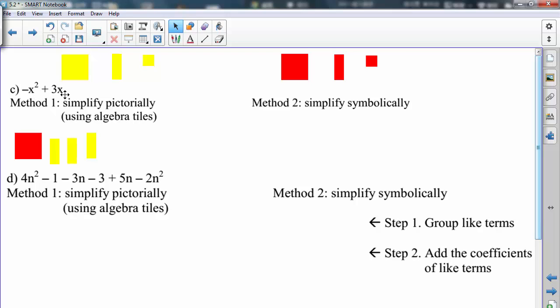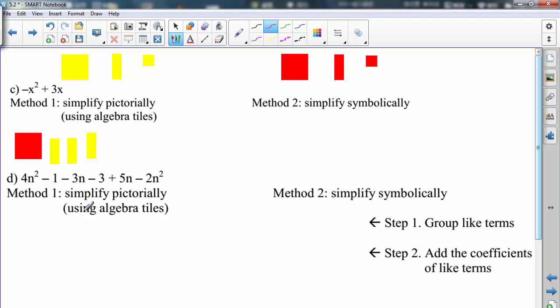If they are unlike terms, you are not able to combine them. So if you are not able to combine the unlike terms, let's just leave the polynomial there. Since they are not like terms, we don't need to talk about simplifying symbolically anymore.